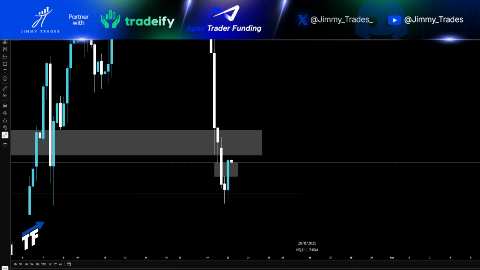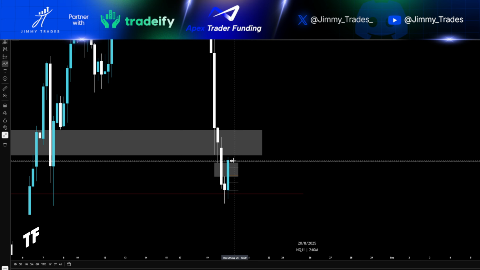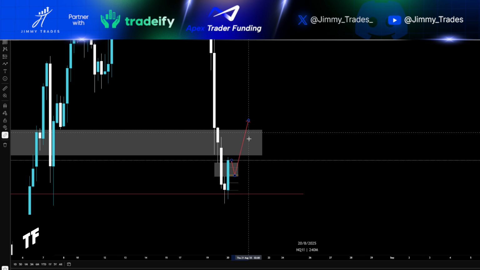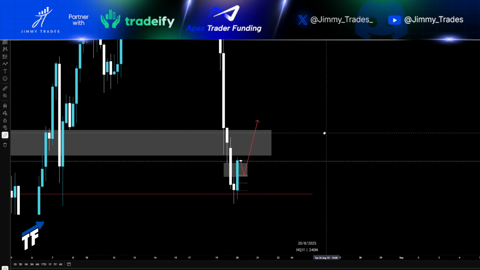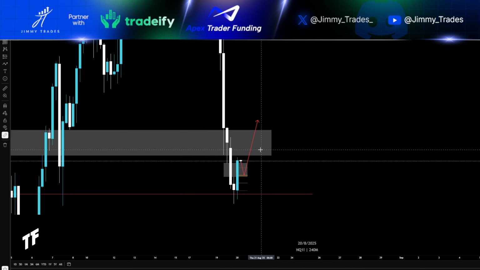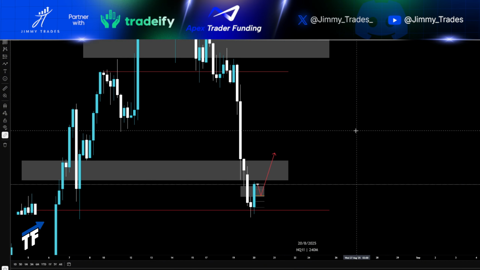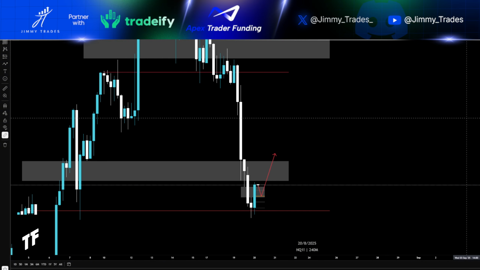So what I'd like to see now is this candle respected. If we have an open low, which it looks like we may get, and then a high close is what I'll be looking for there. And we might see higher prices today.